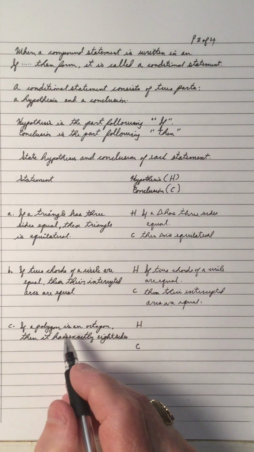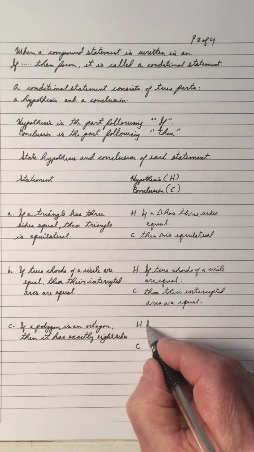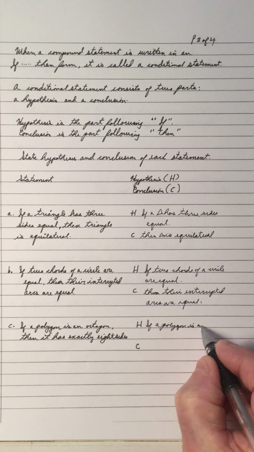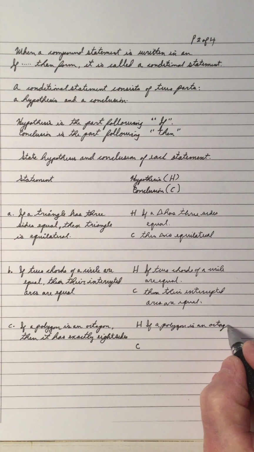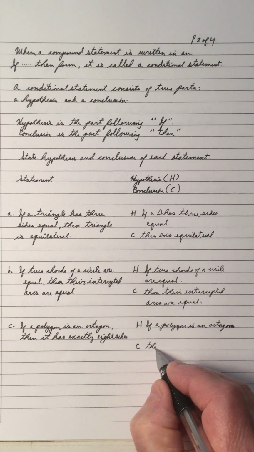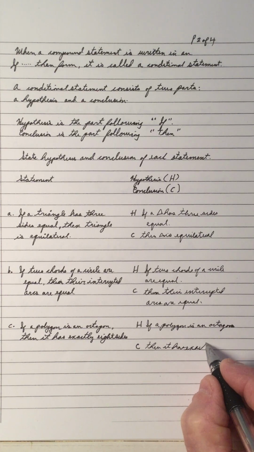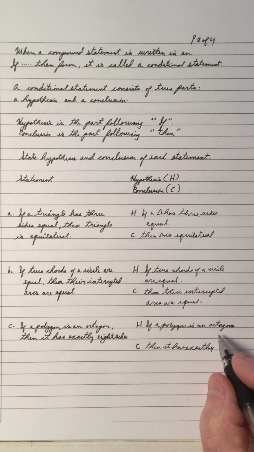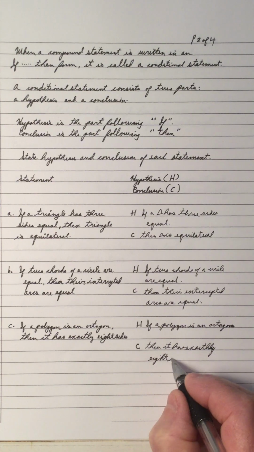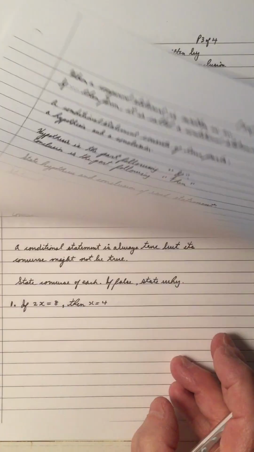And one more, if a polygon is an octagon, then it has exactly 8 sides. If a polygon is an octagon, then it has exactly 8 sides. So that's introducing the conditional sentence.